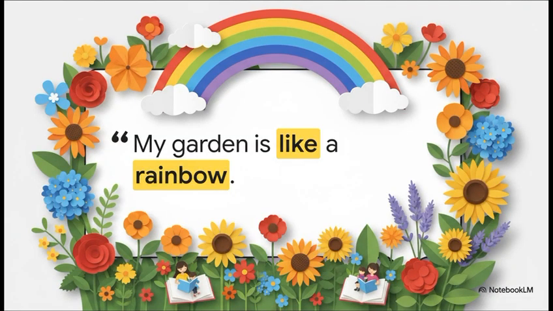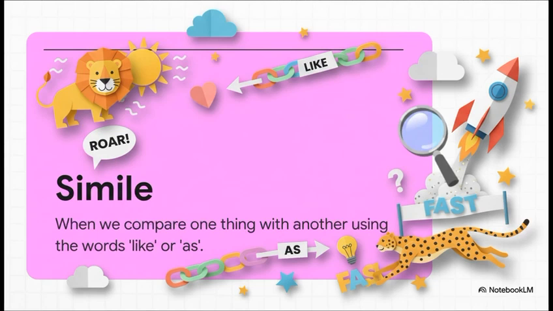And here is the perfect example of that show, don't tell approach. Inside the story, a character just says, "My garden is like a rainbow." So the student reads this first, they get to experience that beautiful imagery before it's ever given a technical name. It's only after you see the example that the textbook gives you the definition. A simile is when we compare one thing with another using those magic words like or as. Example first, rule second. I mean, it's just such a powerful and intuitive way to teach.